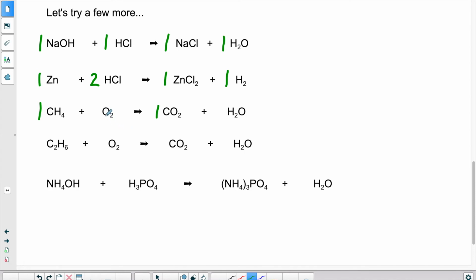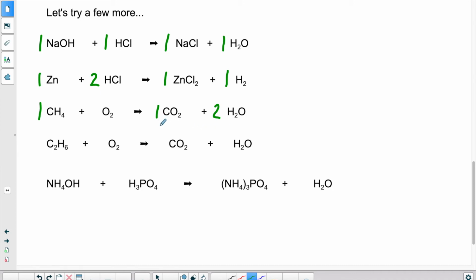So oxygen, oxygen, oxygen. Let me not do that one right away. I'll do the hydrogens instead. I have 4. 4 times 1 is 4 hydrogens. And I have 2 over here. So to make it 4, I need to put a 2 in front. 2 times 2 gives me 4, right? So now I can do the oxygens.